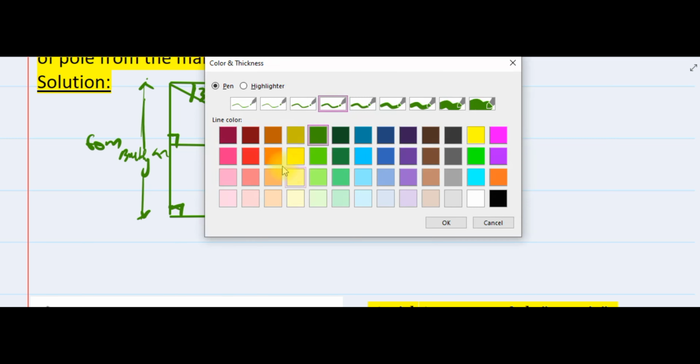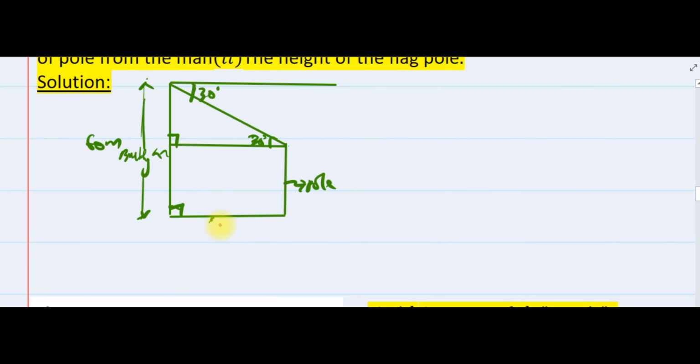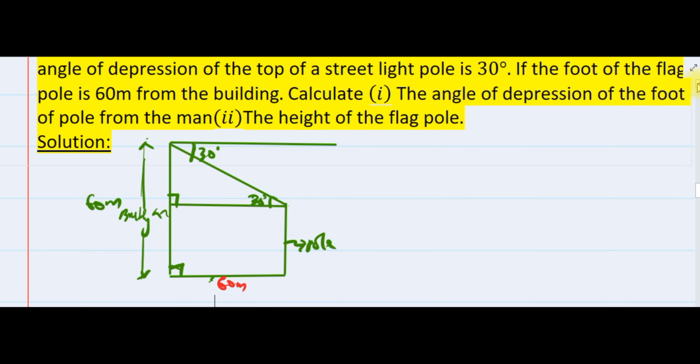Let me just use a different ink. So here is the same 60. They now ask us the angle of depression of the foot of the pole from the man. So we are looking for this angle, let's call it theta. And if here is theta, here is also theta by the alternate angle theorem.